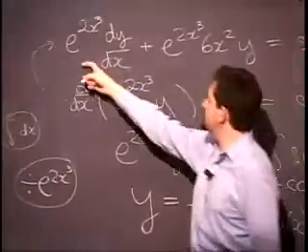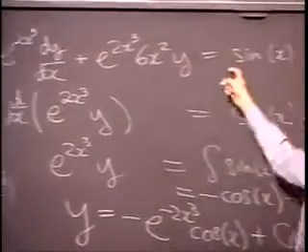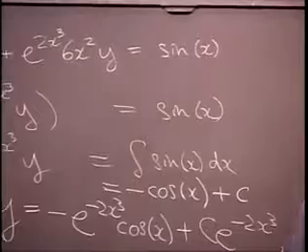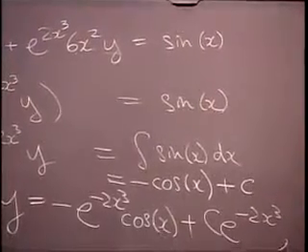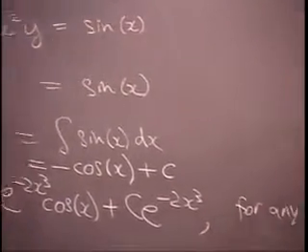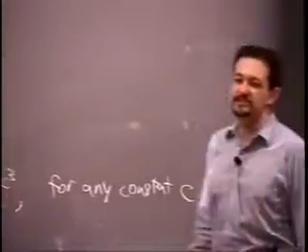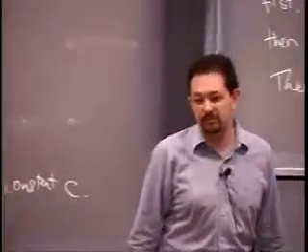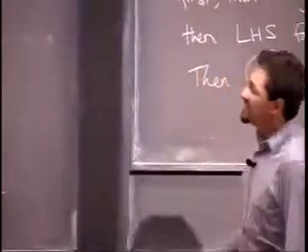Right? e to the 2x cubed, e to the 2x cubed. It coincidentally canceled out the e to the minus 2x cubed, which was nice, because otherwise we would have had a nasty integral on the right instead of sine x. But that is how I solved that problem. Now, any questions about that?